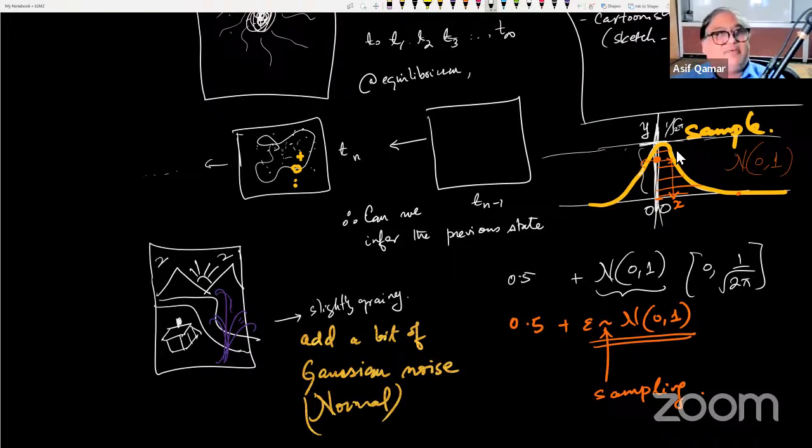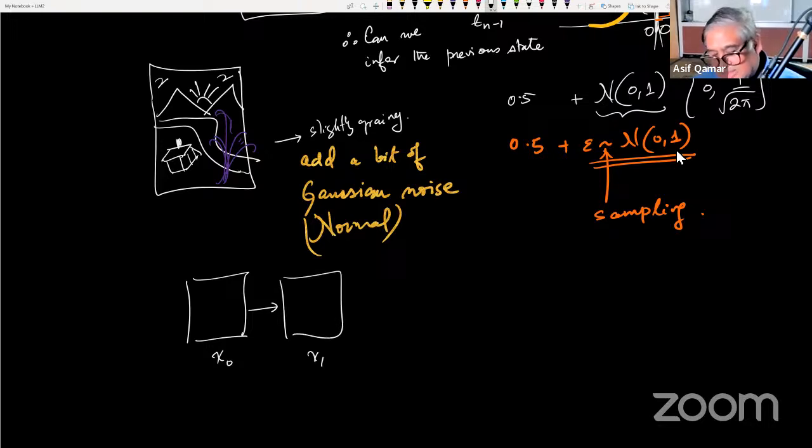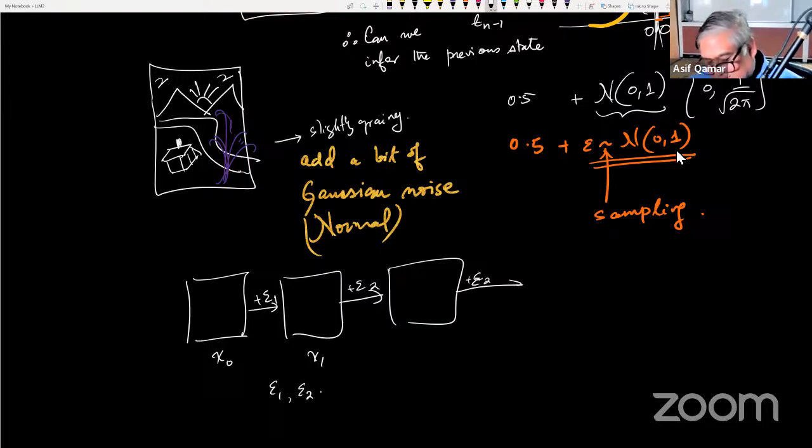A very tiny bit of graininess will show. And now I do this. I take this picture. Let me call this X0, the original picture. I go to X1, go to X2, and at each point, I'm adding what? Plus epsilon, plus epsilon, plus epsilon. And each epsilon is different. So epsilon 1, epsilon 2, epsilon 3, all of these are all sampled from a normal distribution.